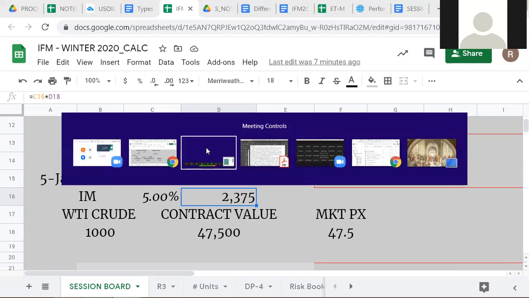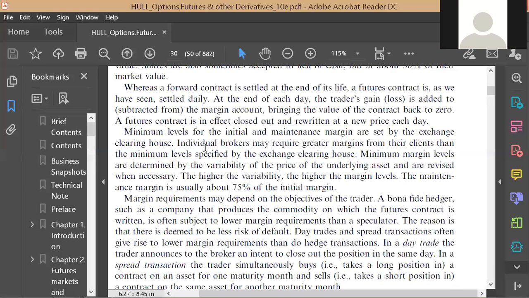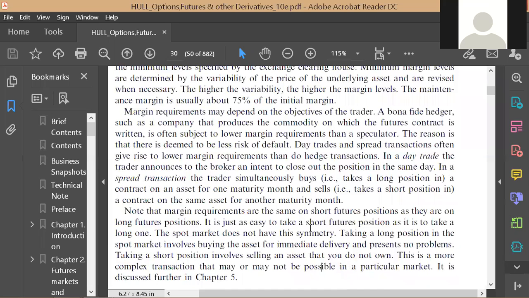So here he has mentioned a little bit about how different types of transactions and different types of players can end up with lower margin requirements. Okay, and he's also mentioned spread transactions. We will discuss spread transactions later, so I'll come back to that. Okay. Yeah, so they are the same on short futures or long futures. Okay.